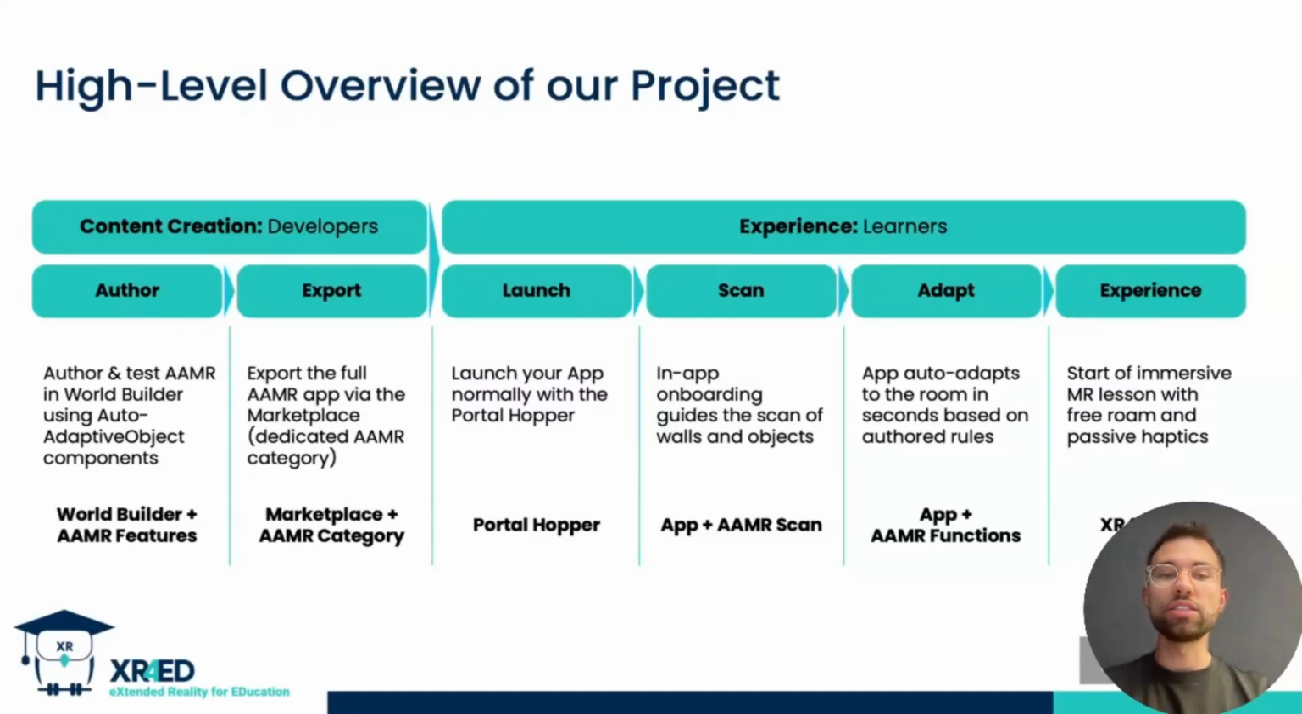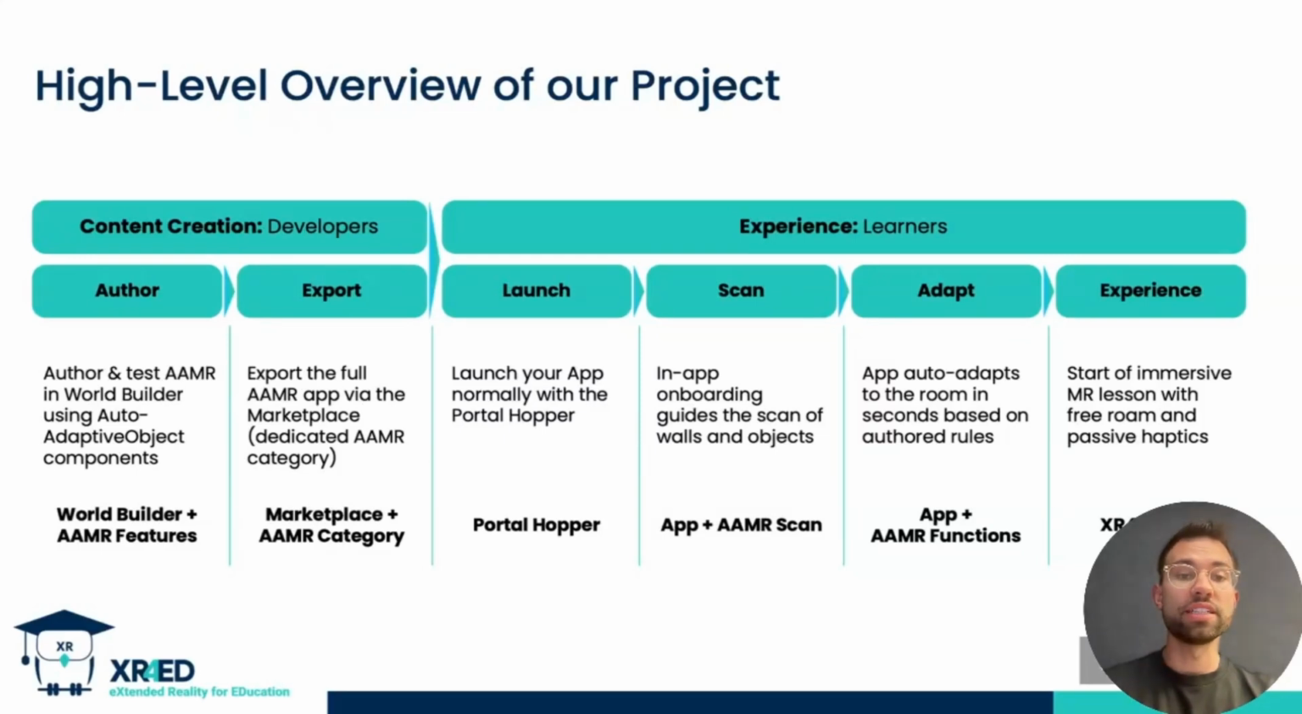So on the creator side, you work as usual inside of the world builder with our template. And using components, you can now attach real-world properties or placement modes, like place it on a wall or place it on top of a table, to virtual objects and fine-tune them. You can also test it in a dedicated testing mode with a simulated sample room, and when it's ready, you export a package with your assets, including the auto-adaptive features, and publish it to the marketplace, where you can now find your own auto-adaptive mixed reality category.